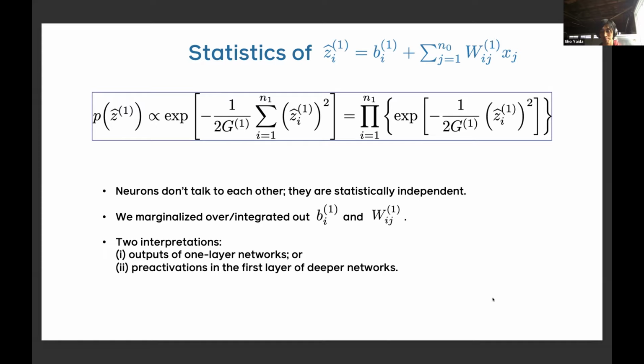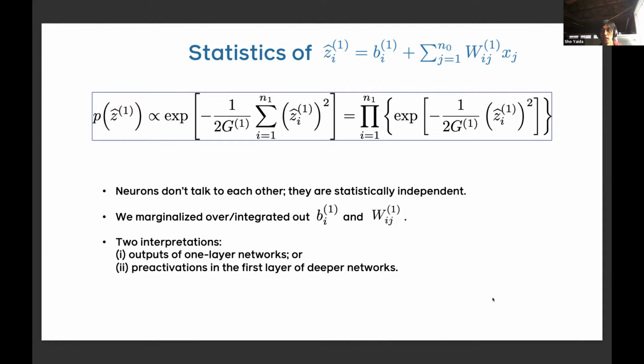You can interpret this distribution in two ways. One is as a distribution over the outputs of a one-layer network, or you can interpret it as a distribution over pre-activations in the first layer of a deeper neural network. And this distribution is created by drawing the initialization parameters again and again, from seed to seed, when you do it in PyTorch. Okay, any questions?